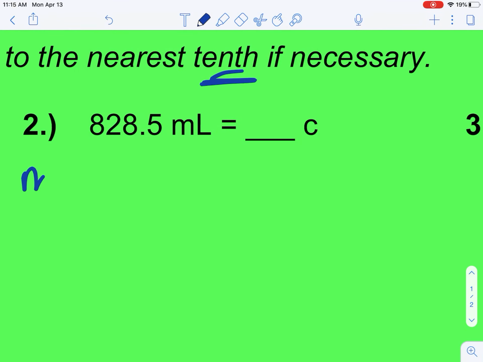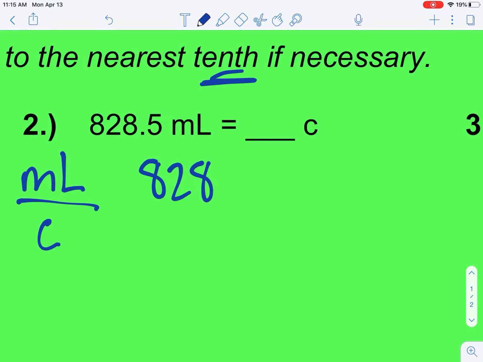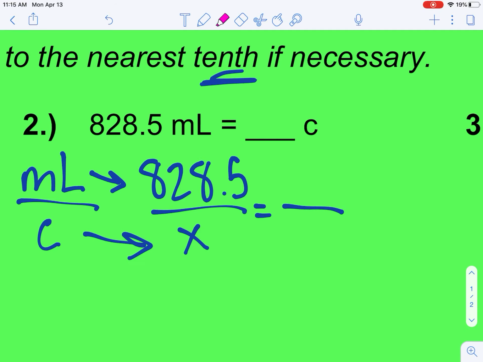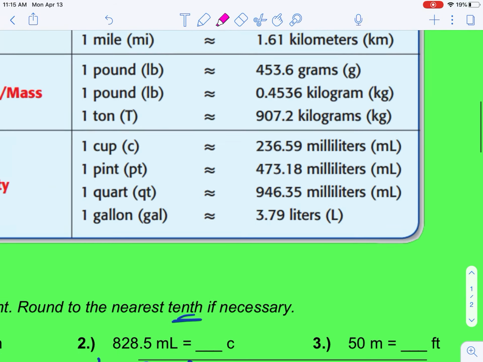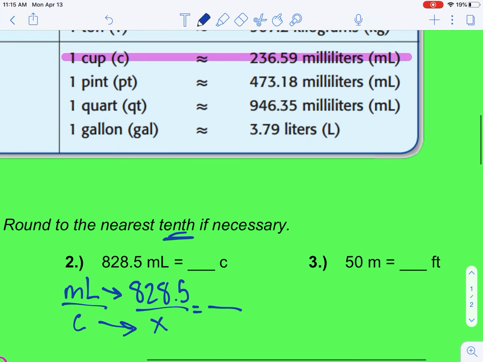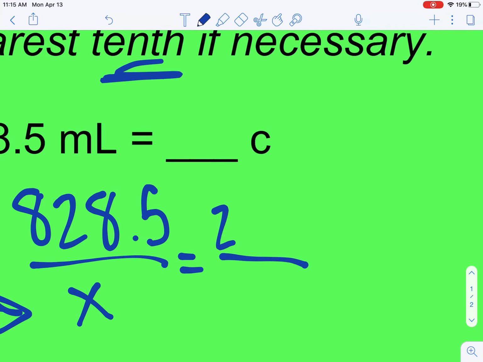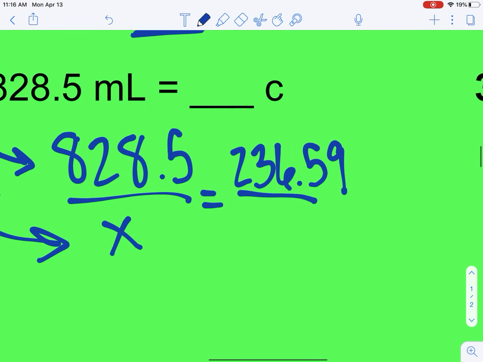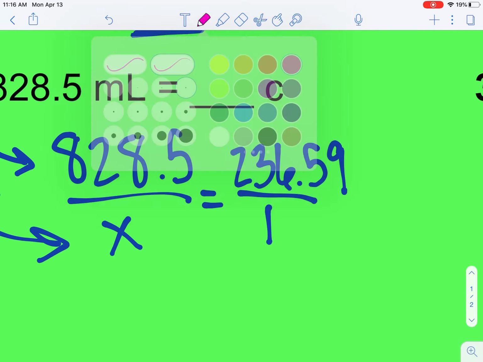All right, let's take a look at another one. Number 2, I'm comparing milliliters with cups. I'm starting with 828.5 milliliters, and I don't know how many cups that is. Remember, we're going to keep milliliters on the top and cups on the bottom. So let's go to the top and look for milliliters and cups. Here it is right here. Of course, it's really big numbers. So 1 cup is about 236.59 milliliters. So 236.59 milliliters goes on the top, because those go on the top, and 1 is going to go on the bottom. We are going to have to do some dividing on this one.